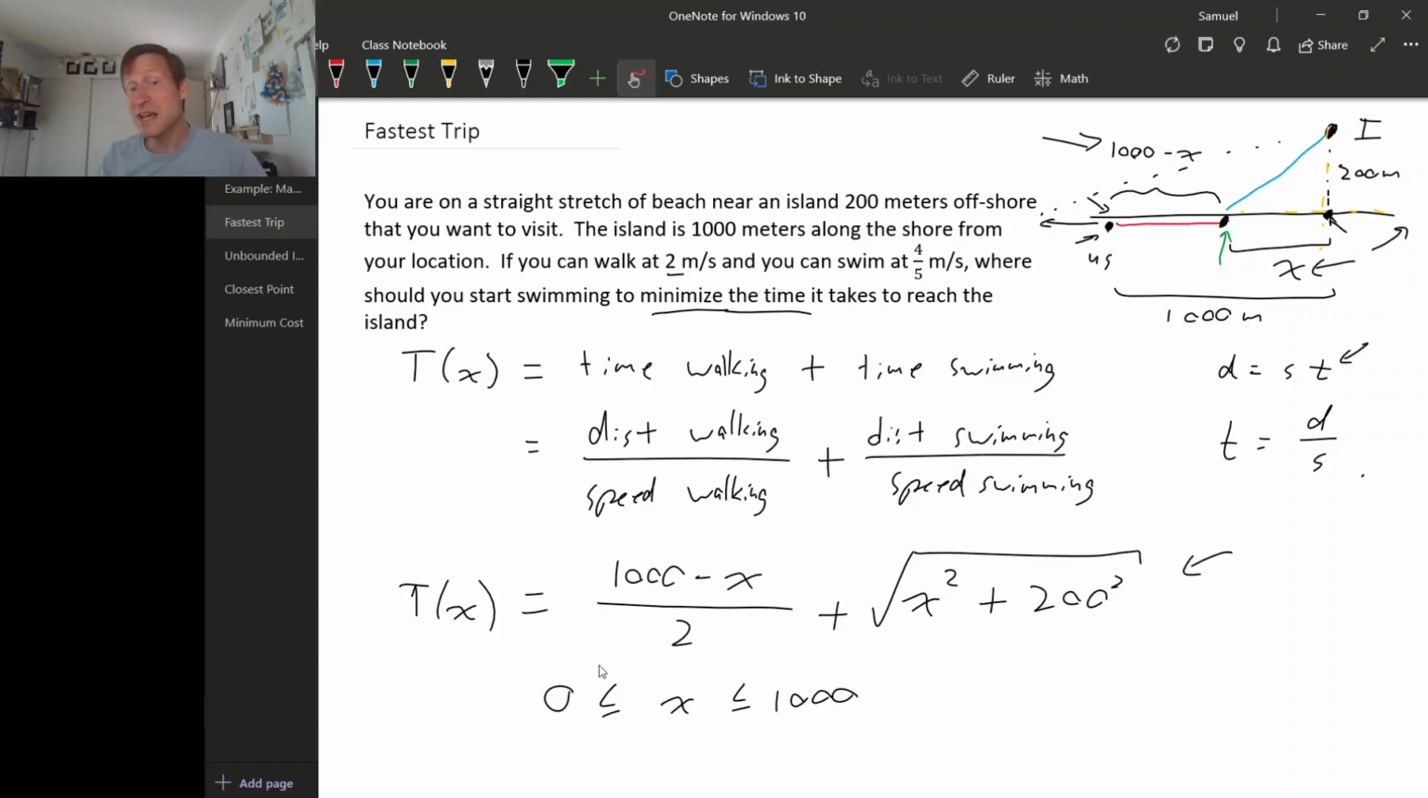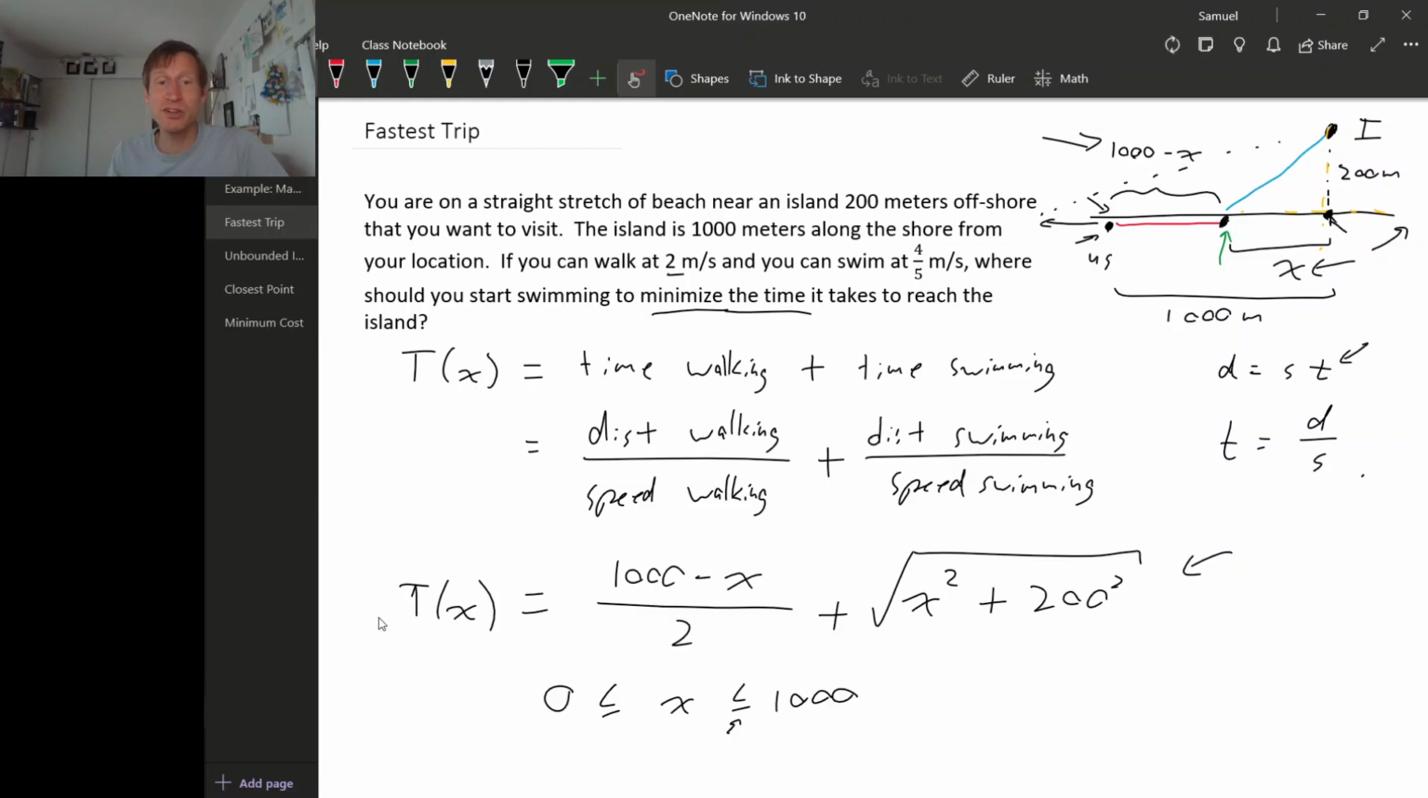Okay, now it would make sense for x to be equal to 0 because that would mean walking all the way to this closest point and then going straight to the island. And it does make sense for x to be equal to 1000 because that would mean we get in the water immediately, we don't walk at all, and then we swim the whole way. Now it seems unlikely that these 0 and 1000 would produce minimum times, but they're possibilities for x. They're at least sensible possibilities.